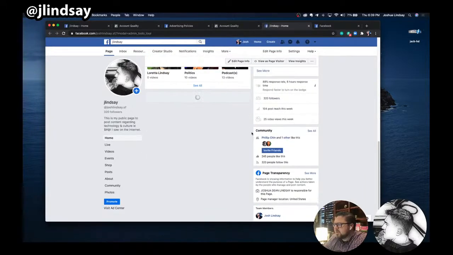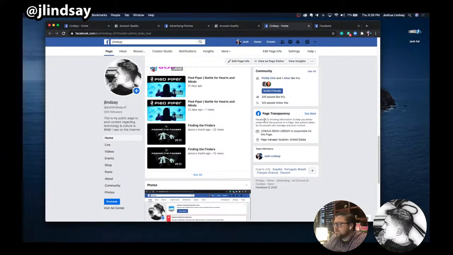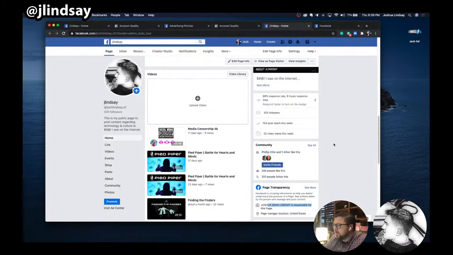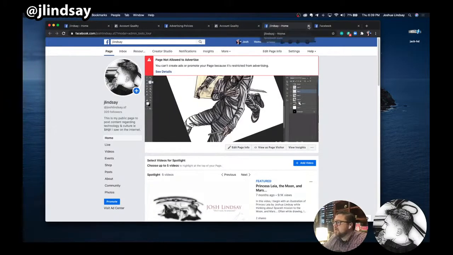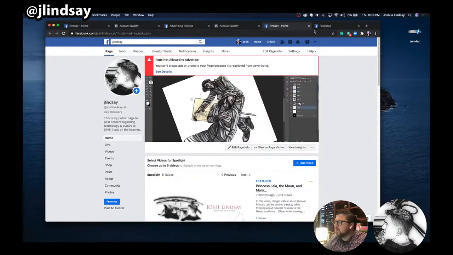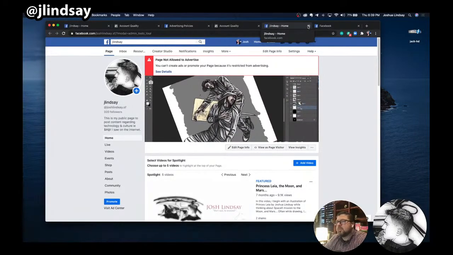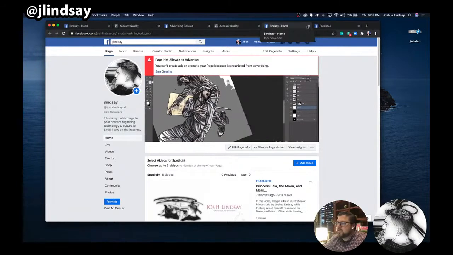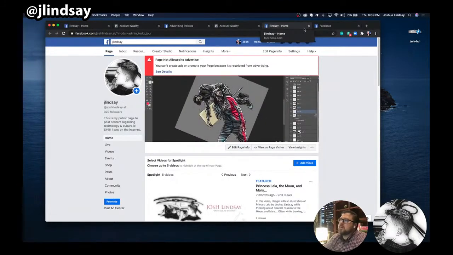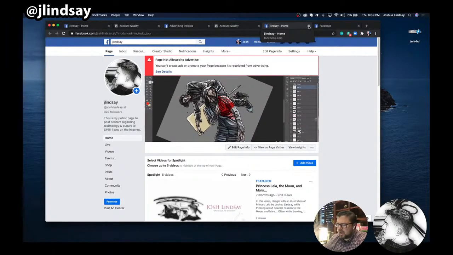Also, there was an interesting thing here. Page transparency. Facebook is showing information to help you better understand the purpose of a page. See actions taken by the people who manage and post content. So they're doxing the page owner. That's lovely. Well, in my case, it doesn't matter. I use my name anyways. I'm not hiding, but a lot of pages or businesses wouldn't necessarily want the admin or the page owner to put out their information like that. So it seems like that would actually contradict Facebook's own policy of doxing, but whatever.